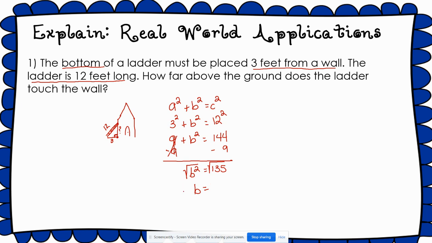For this, we're going to approximate it to about the nearest tenths. When we round this to the nearest tenths and put it in our calculator, we're going to get approximately 11.6. So the ladder is approximately 11.6 feet above the ground.